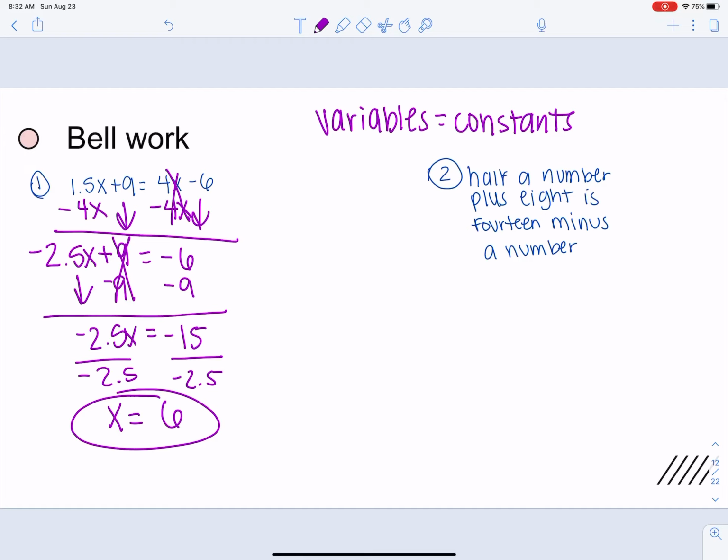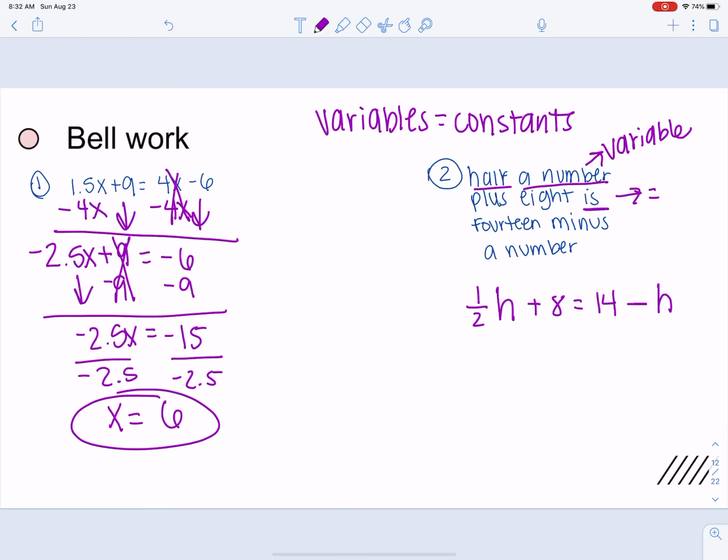We have to transform this written equation into an algebraic equation, which just means we have variables and numbers instead of words. So half a number, half is half. A number means our variable. We'll just make our variable h here just because we always use x. +8 is, and when we see is, that means it's an equal sign. The number means it's our variable, and you know what half is. And then 14, you know what that means, minus a number. Our number was h here.